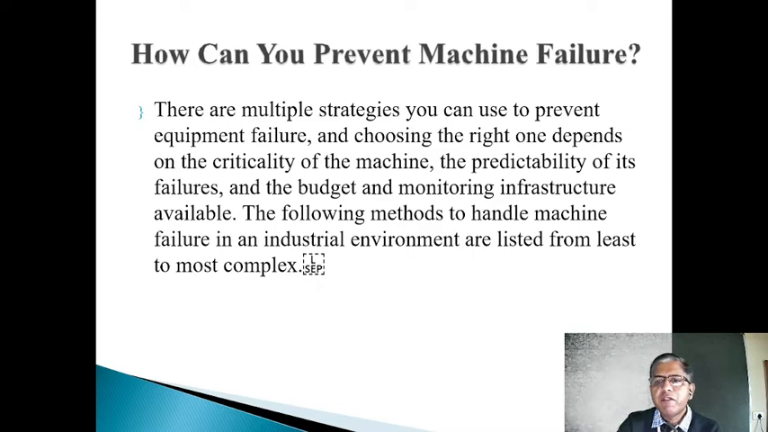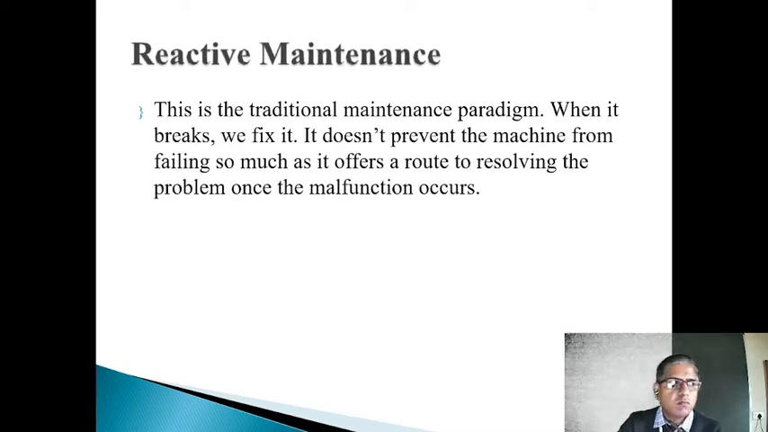Now, how can we prevent machine failure? There are multiple strategies you can use to prevent equipment failure, and choosing the right one depends upon the criticality of the machine, the predictability of its failure, and the budget and monitoring infrastructure available. So machine failure can be prevented by adopting proper maintenance strategies. Reactive maintenance is the kind of maintenance which takes place when the breakdown occurs. Only when the machine fails do we react to the problem. Such type of maintenance is called reactive maintenance.